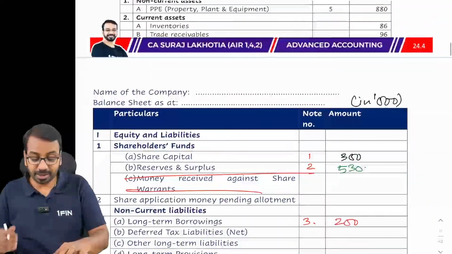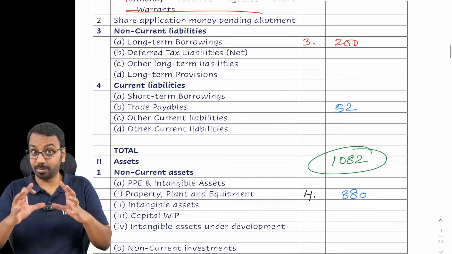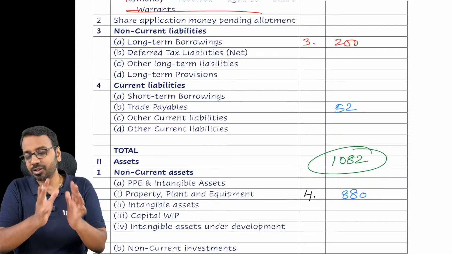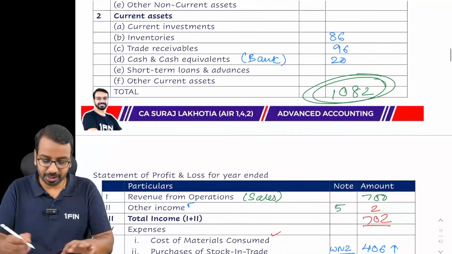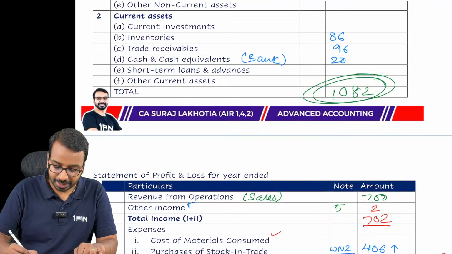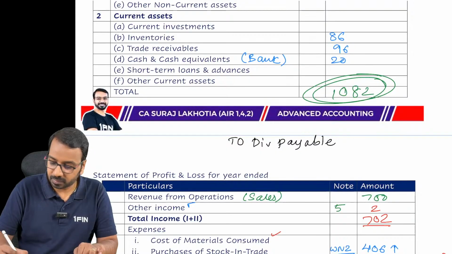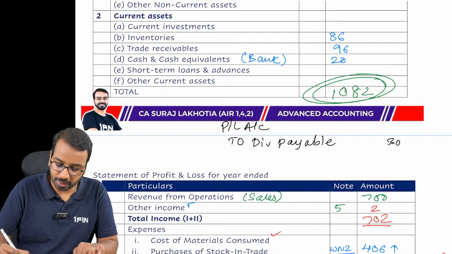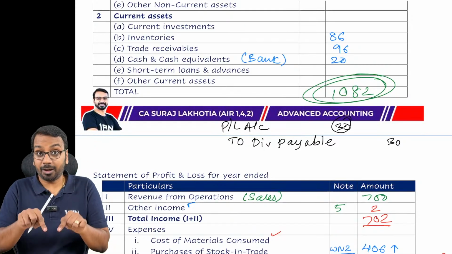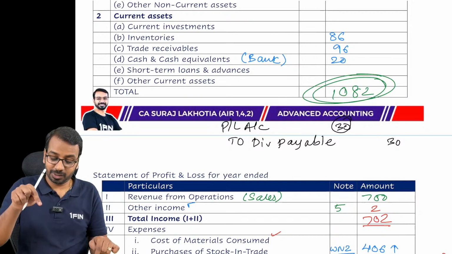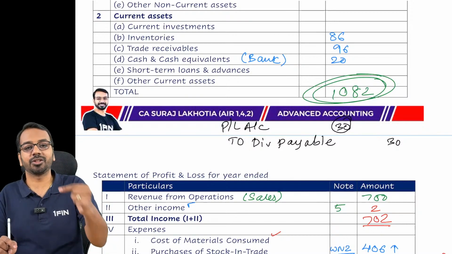Now, if 30 of dividend is declared, please remember, this dividend has been declared on 30th of March and this dividend has not yet been paid. So, what should be the entry? Entry should be to dividend payable 30, and what we will debit? We will debit P&L account balance 30. Now, this P&L account debit is not done on the statement of P&L. This P&L account debit is as a part of the balance sheet adjustment.